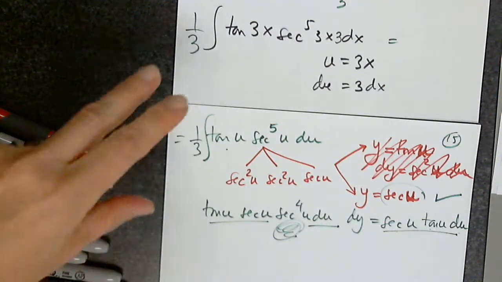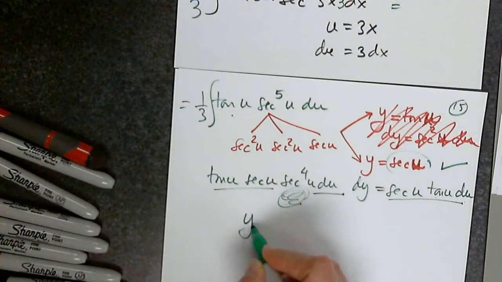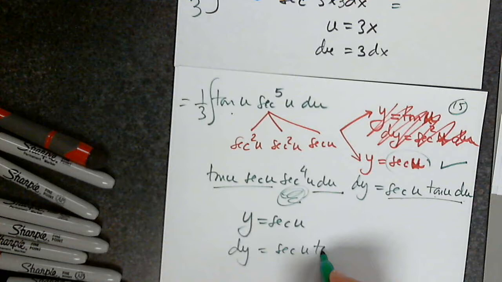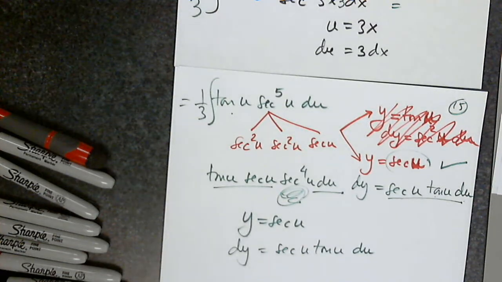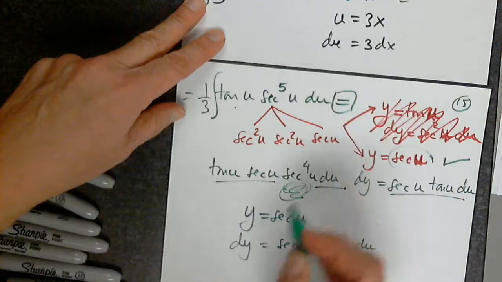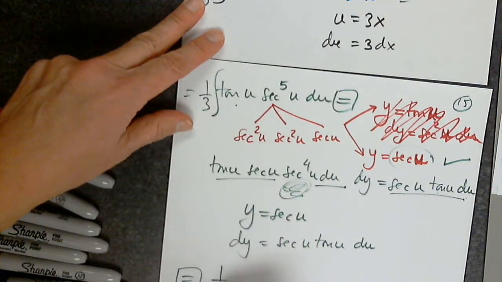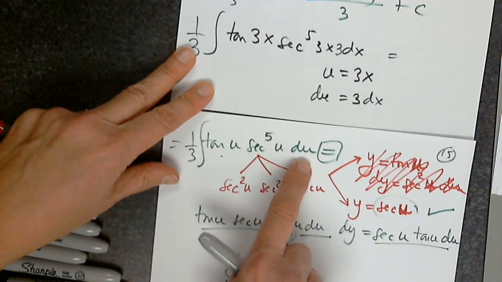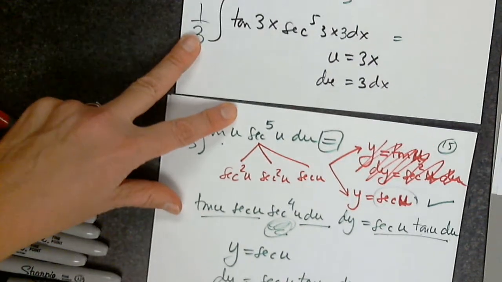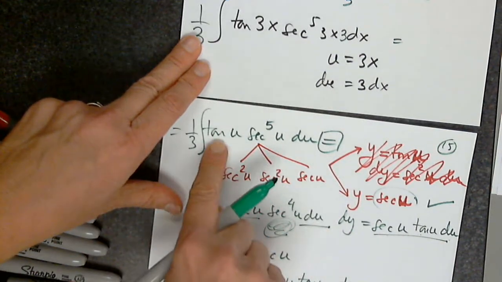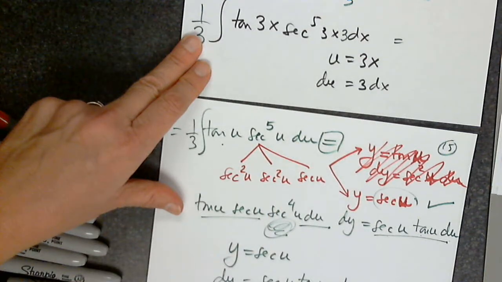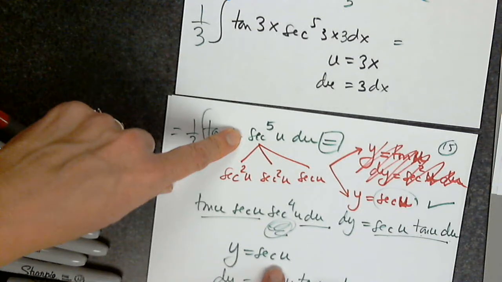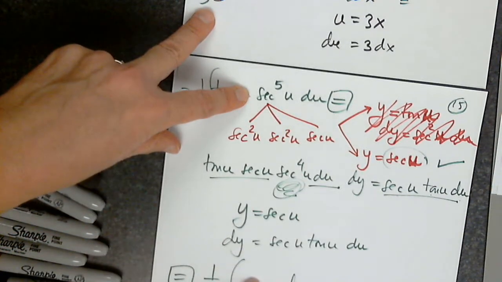Okay. So if I go this route, that y equals secant u, then dy equals secant tangent du. So I'm coming back to the problem. I have 1/3. I have one of the secants, the tangent, and du will be dy. How many secants are left? 4. And I know that y is secant u. So what do I write here?